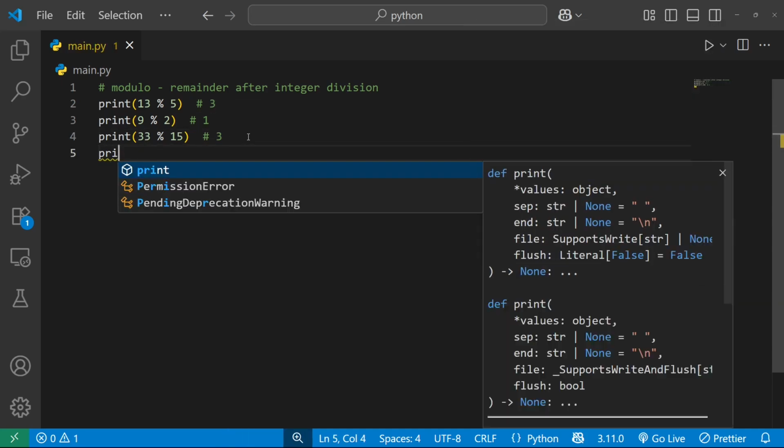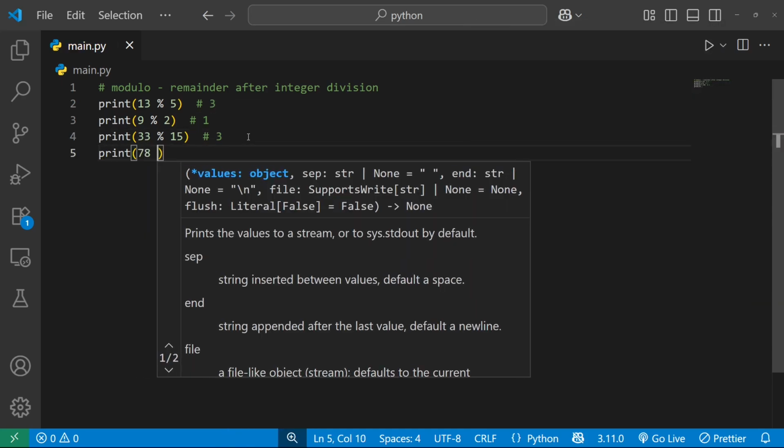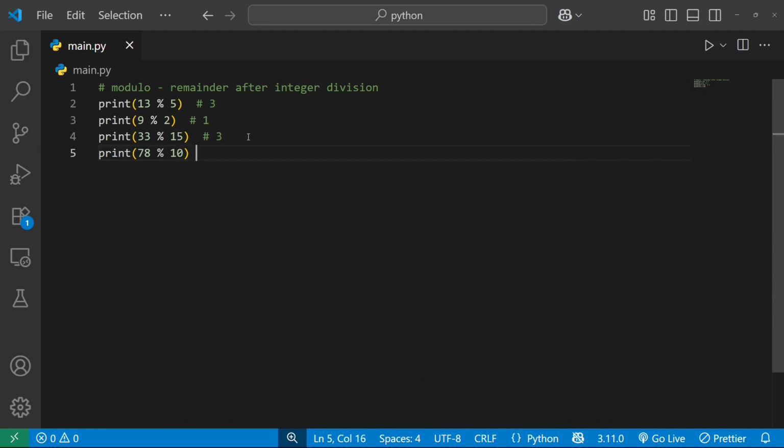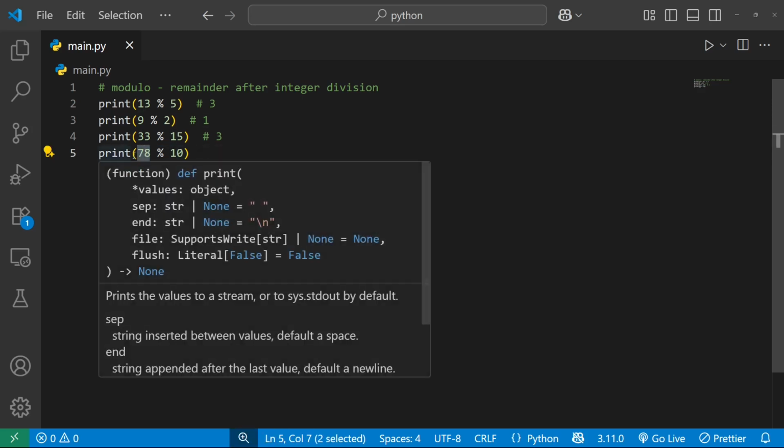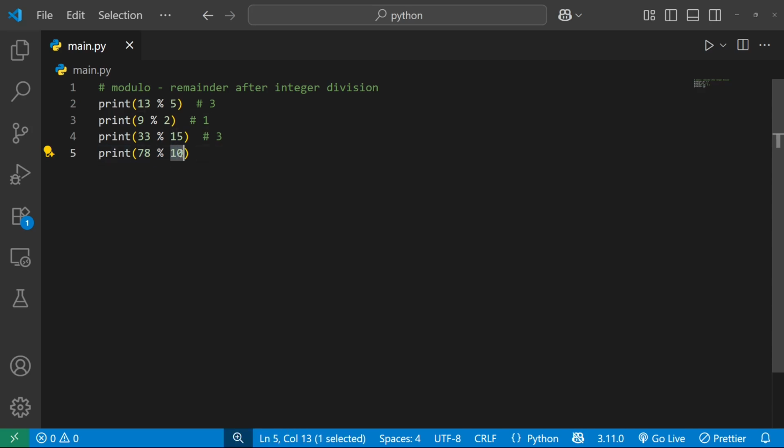Okay? One more example. So what does it mean this? So we have 10. How many times is 10 in 78? 7 times. Okay? 7 multiplied by 10 is 70. And what is the remainder? Remainder is 8. Okay? So I hope now you understand what modulo means.